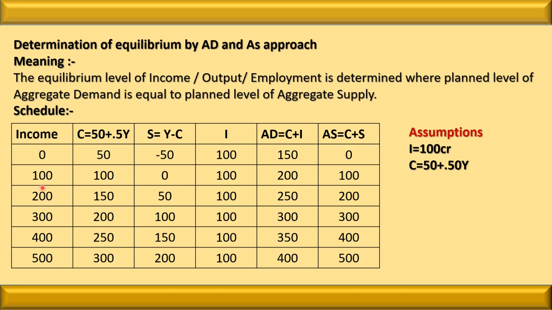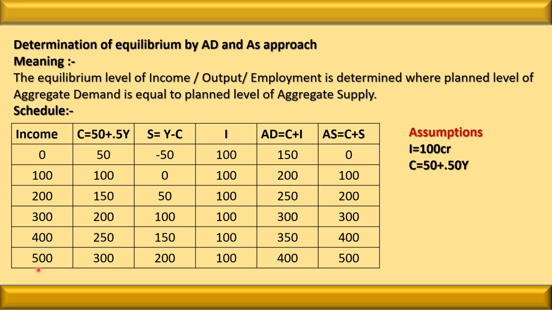In the same way, when the income becomes 200, consumption becomes 150. How? 50 plus 0.5 multiplied by 200. Saving becomes 200 minus 150, that is 50. Investment will be the same. Aggregate demand will become 150 plus 100, that is 250. And aggregate supply will become consumption plus saving, that is 300 crore. In the same way, we calculate the aggregate demand and supply when the income is 300, 400 and 500.